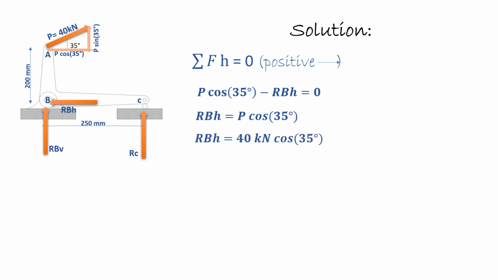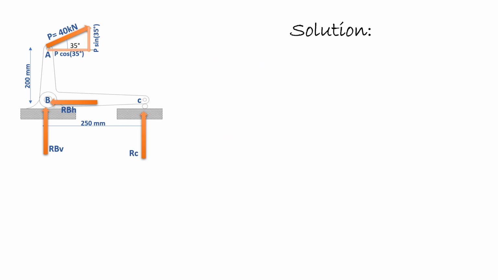Substituting the value of P, which is 40 kilonewton, RBH is equal to 40 kilonewton cosine 35. So that is approximately 32.766 kilonewton leftward. Therefore our assumed direction is correct since our answer for RBH is positive. So it is truly leftward.